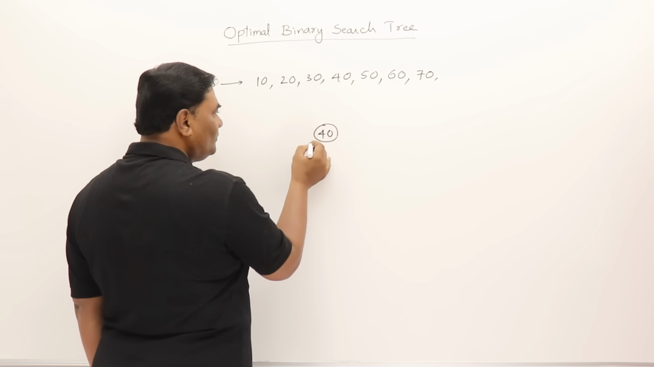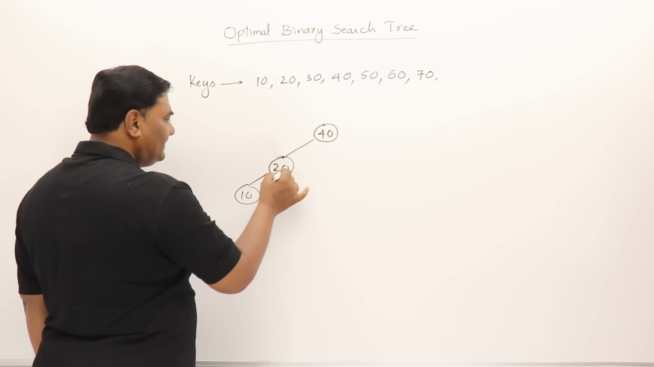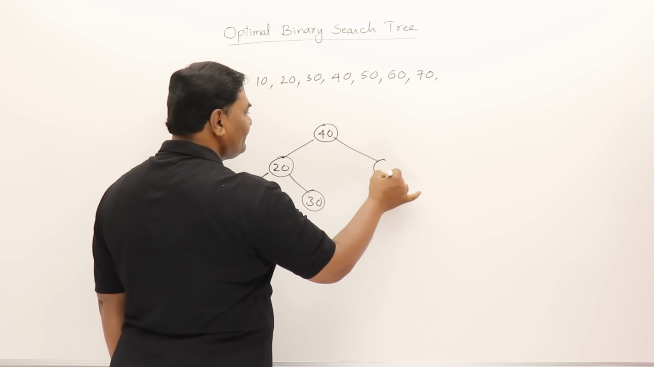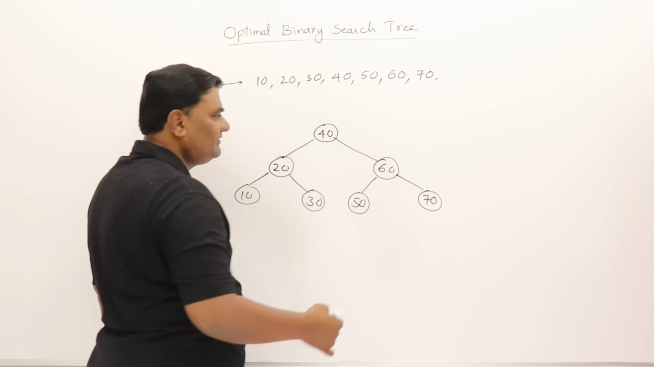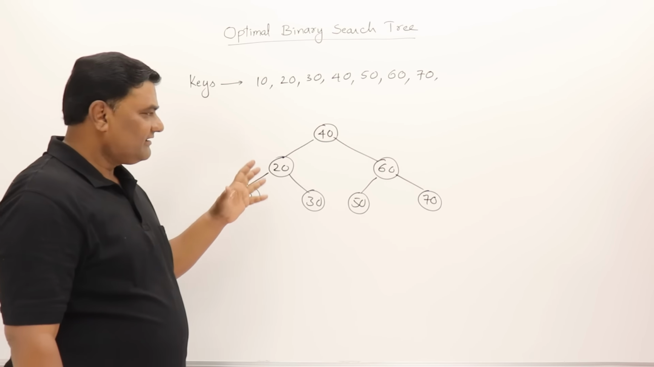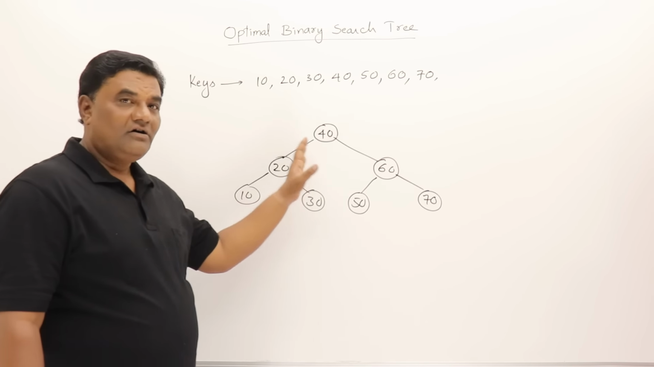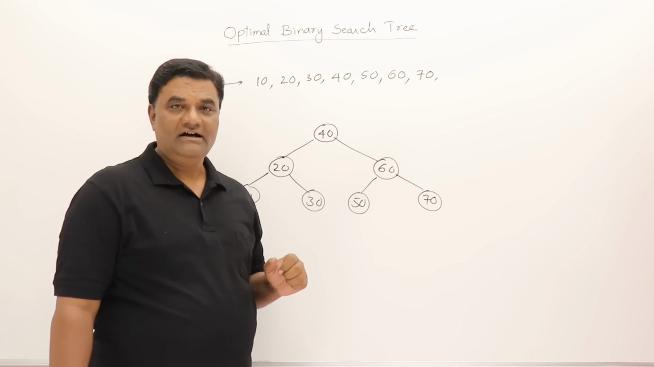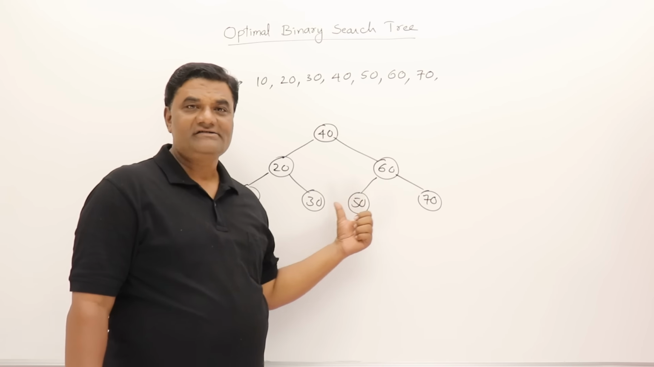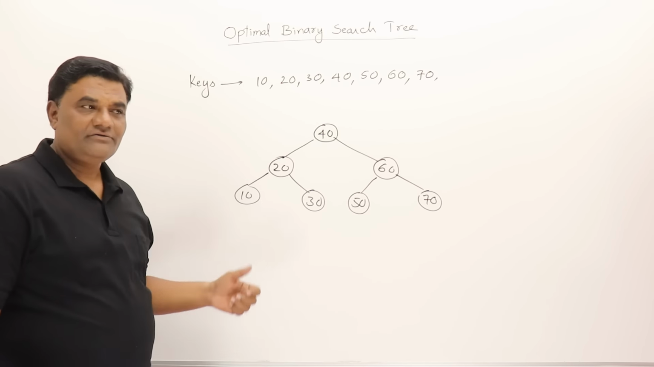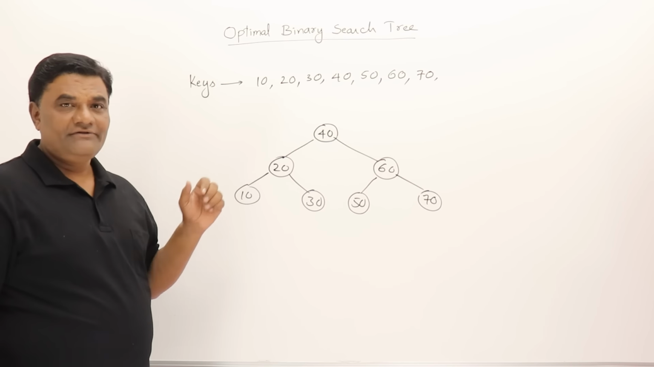So I'll keep root as 40 and 20 as its left child and 10 as its left child and 30 here, 60, 50 and 70. Now you can see that the elements are arranged such that for any node, all the elements on its left hand side are smaller, all the elements on its right hand side are larger. For 40, all these elements are larger, and for this 60, this element is larger and this element is smaller. Likewise here also. So the benefit of arranging this type of binary tree is that it is useful for searching.